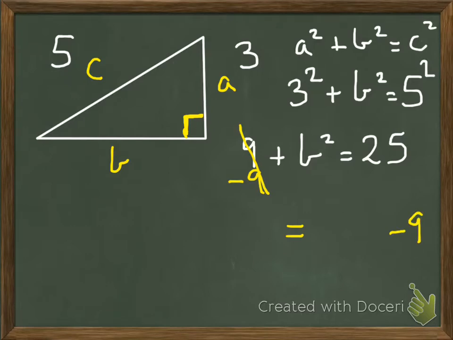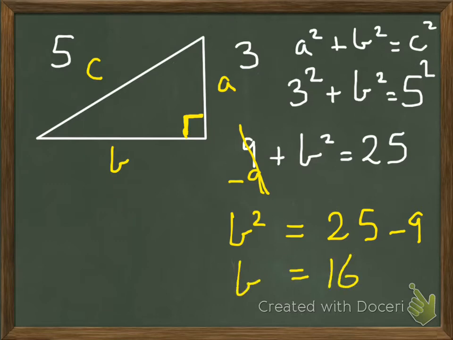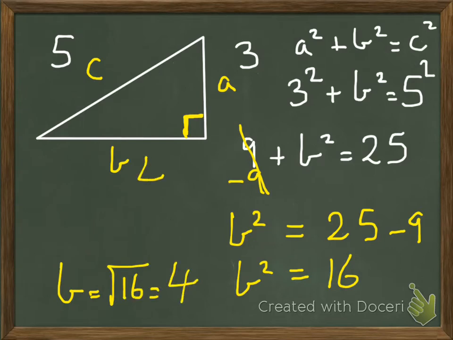The B is already in the right place. I don't need to move it to the other side of the equal sign. So the B squared stays where it is. And the 25, that's on the right side. I don't need to move it over here. So B squared equals 25 minus 9. Well, 25 minus 9 equals 16. B squared equals 16. So therefore B equals the square root of 16. Square root of 16 is 4. So the value of B is 4. Look, there's the 3, 4, 5 triangle. So that all works, doesn't it?